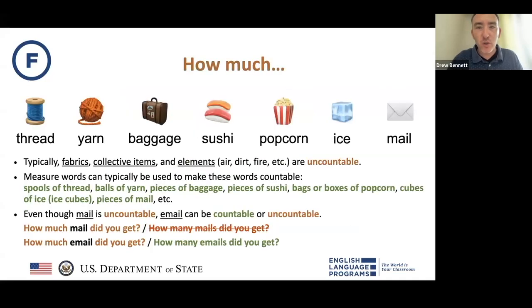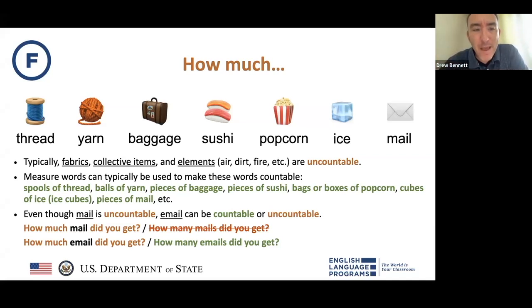All right, so let's move on to the uncountable. So here were the answers, right? How much thread, how much yarn, how much baggage, how much sushi, how much popcorn, how much ice, how much mail. So remember, fabrics like yarn, thread, silk, they are uncountable. The same with collective items like baggage, luggage, hair, sushi and popcorn, a lot of foods. And also elements. So ice, water, fire, dirt. It's going to be much, right? How much fire, how much air.